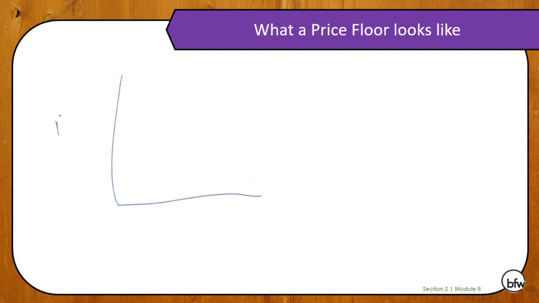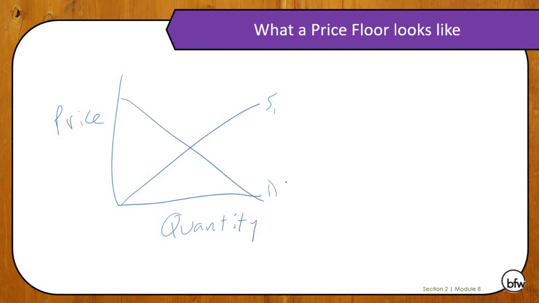All right, we're going to have our price and our quantity, our supply, and our demand. All right, now again, this would be our normal equilibrium point. This would be our equilibrium point there. Now, a price floor is going to prevent the price from dropping below a certain point.